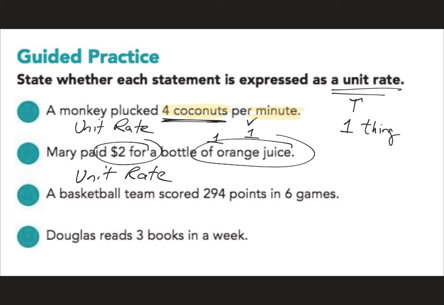Okay, third one. A basketball team scored 294 points in 6 games. What are the things we're comparing? 294 points to 6 games. Is that a unit rate? No. Why not? Because you aren't comparing it to 1. What are we comparing it to? 6 games. So that's not a unit rate, that's just a rate.